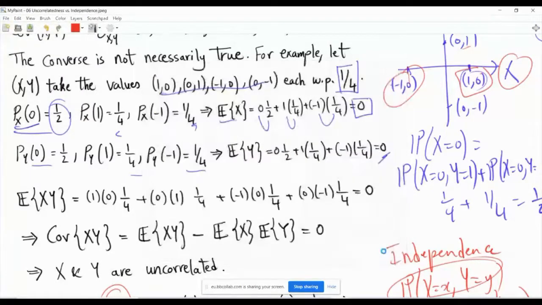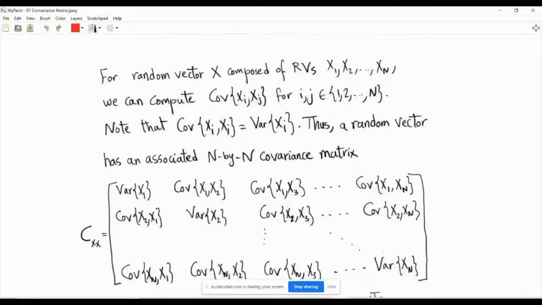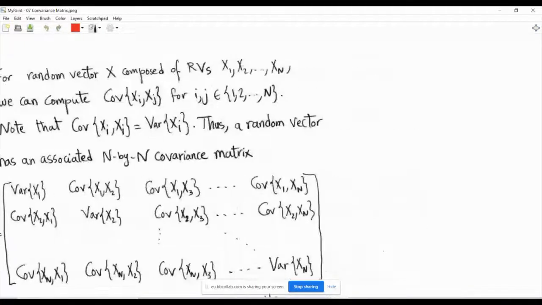Now, if you have random vectors, so when I talked about covariance, I talked about basically two random variables. But we can extend the concept of covariance to random vectors by computing the covariance between each two components of a random vector, right? So let's say that you have a random vector which is basically x1, x2, and x3. And so you can think of basically x1 with x2, x1 with x3, and x2 with x3. And so we can compute.